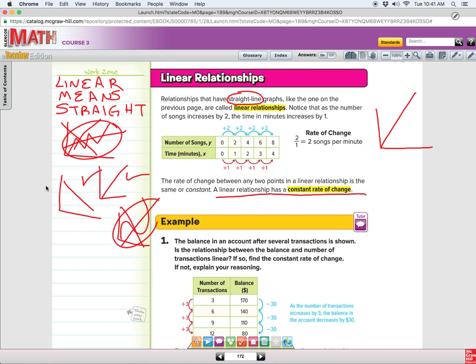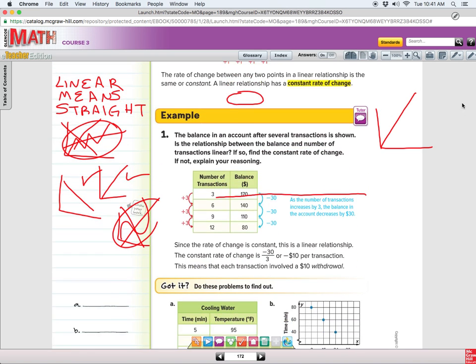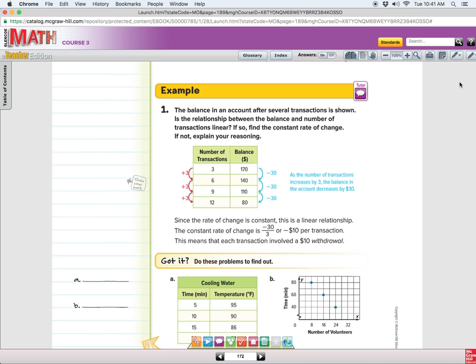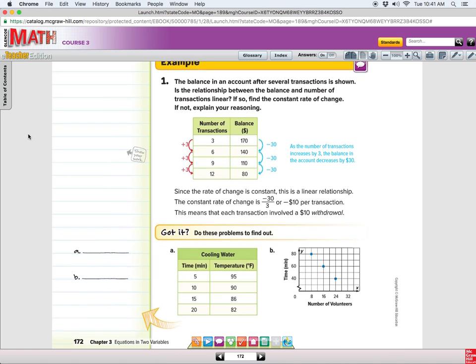So if we look at example 1, the balance in an account after several transactions is shown. Is the relationship between the balance and the number of transactions linear? That's what the question is asking you. So if you were to answer this, you would restate it: the relationship is linear or is not linear, depending on what we find, because then we're going to find our evidence and everything like that.